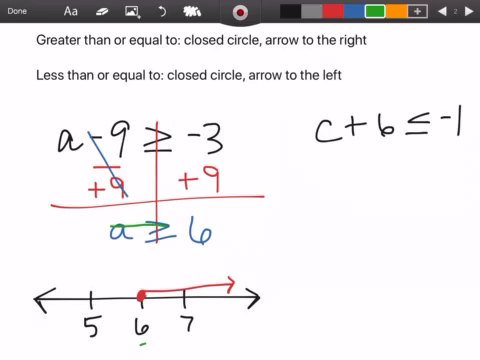We can check our answer with 6 or with 7, since we have a closed circle. Is 6 greater than or equal to 6? Yes, it is. Is 7 greater than or equal to 6? Yes, it is.